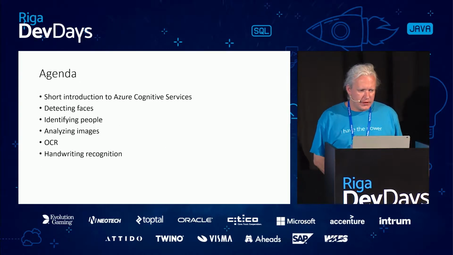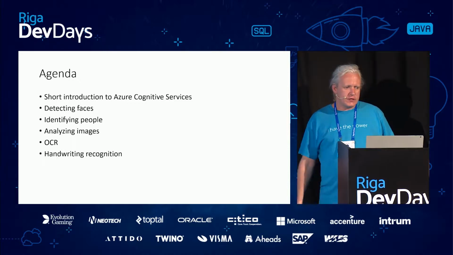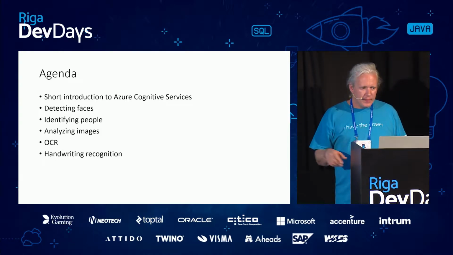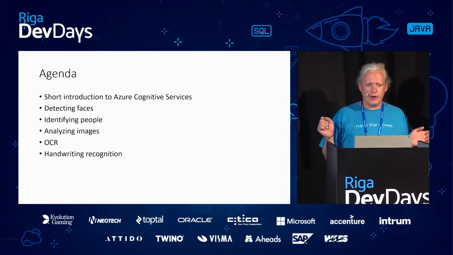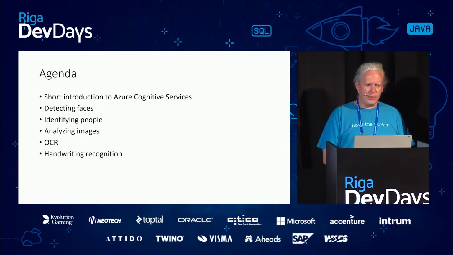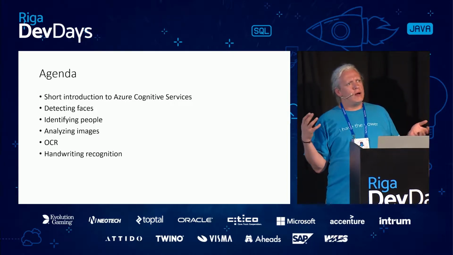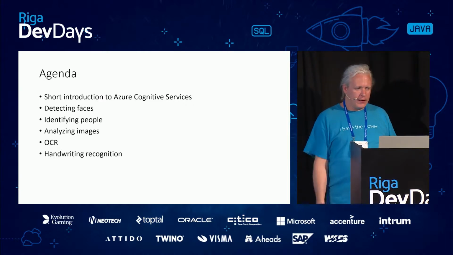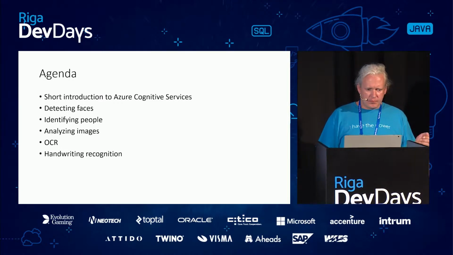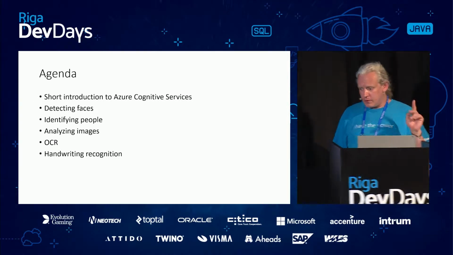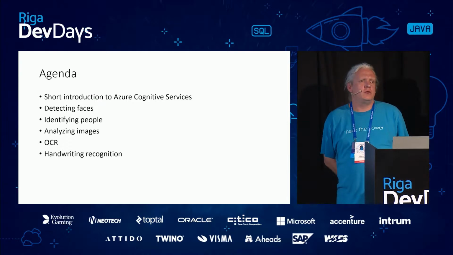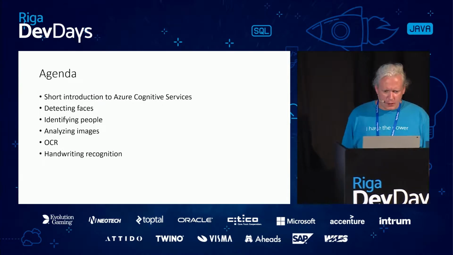So, in short, the agenda is here. I first tell you a little bit about all these cognitive services. Then we are getting to the real deal, about how detecting the faces goes, what kind of additional services Microsoft is providing, and then I also propose some ideas about what to do or not to do.